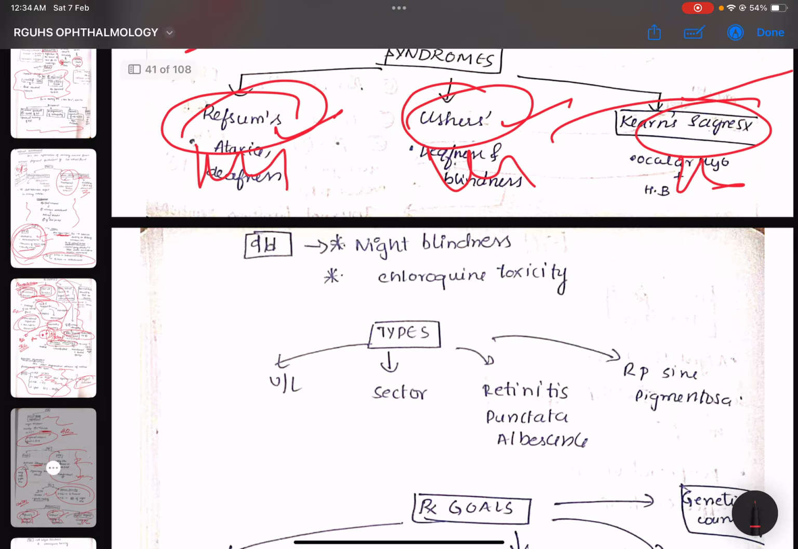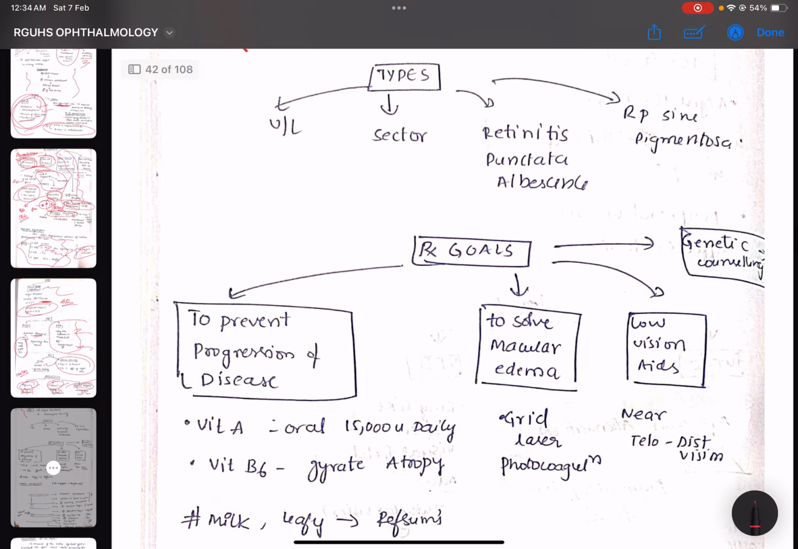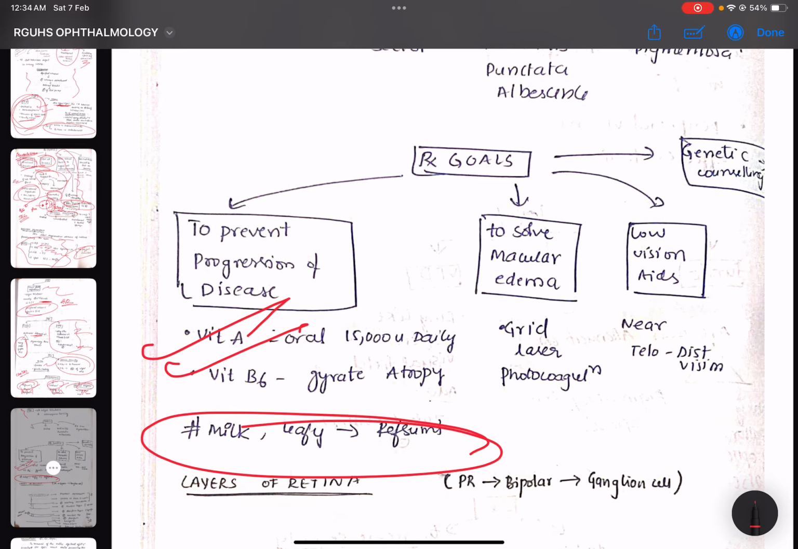this. Again, these are the differentials and these are the types. And treatment goals, again, it's a genetic disease. Obviously, there is no treatment for that, but you can prevent it by giving vitamin A and vitamin B6. And if it's Refsum disease which is associated, then also you can give this advice. Then if it has already landed in complications like macular edema, then you can go with photocoagulation.